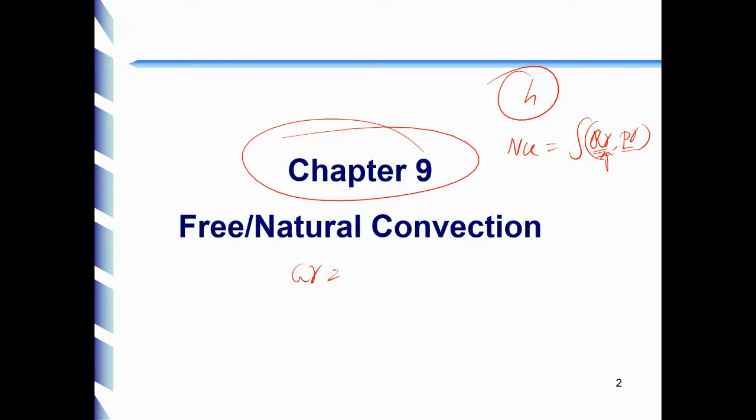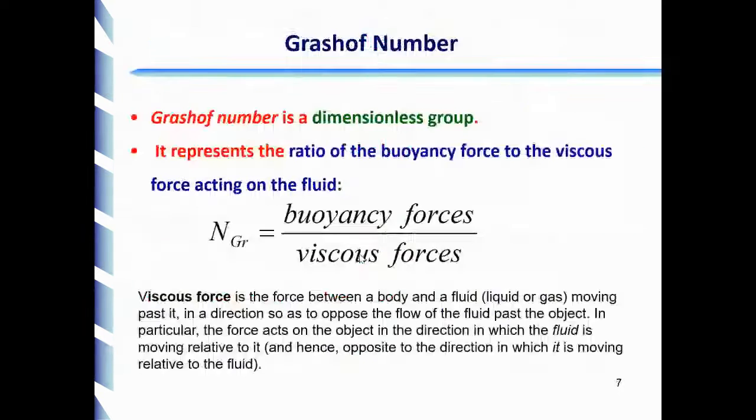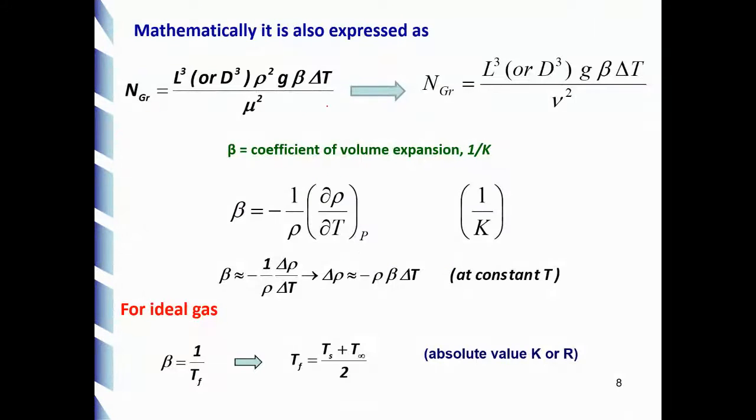So Grashof number equals L cubed rho squared g beta delta T by mu squared. There is no velocity here, and beta equals 1 by Tf, and other properties you can get from the table.